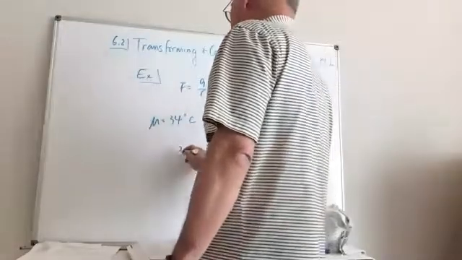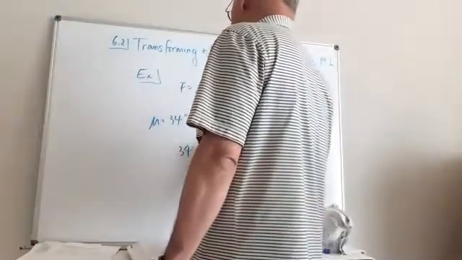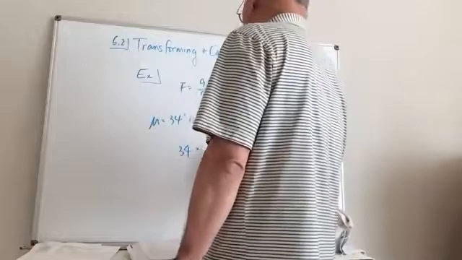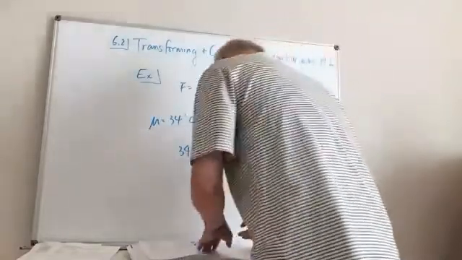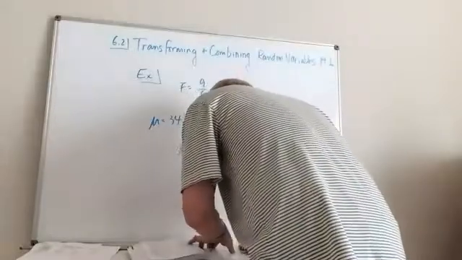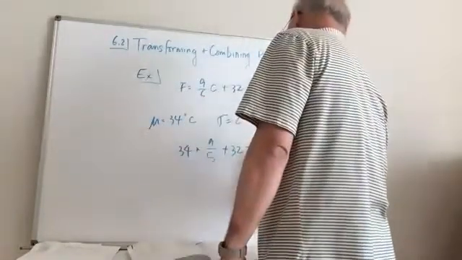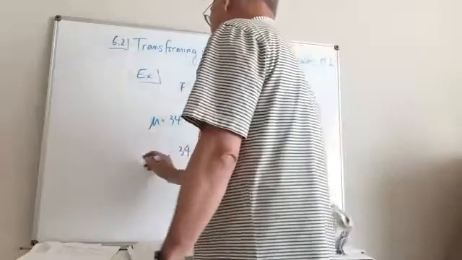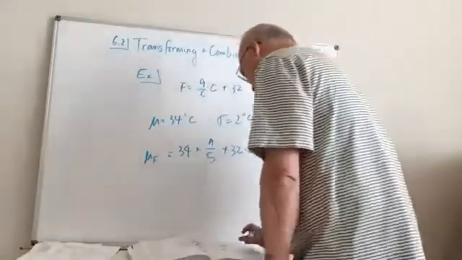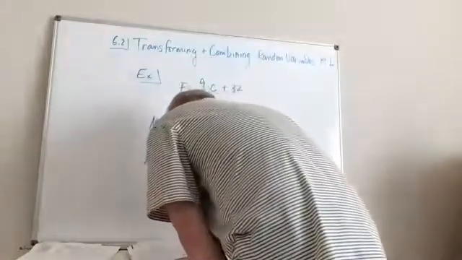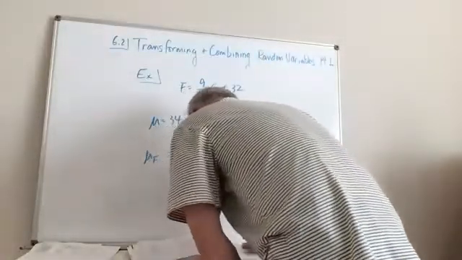I'm going to do times 9/5. Then we're going to add the 32. Okay? So what do we have? If we do that, we get 93.2. 93.2 is going to be the new mean in Fahrenheit. Okay. And then B, calculate and interpret the standard deviation.